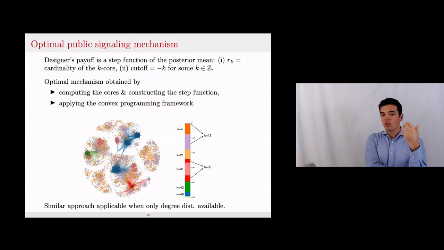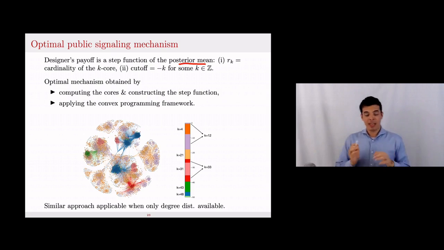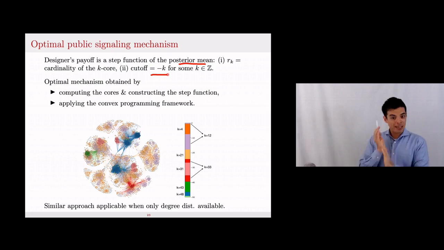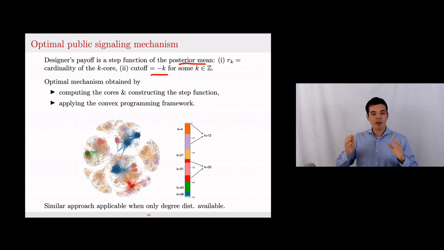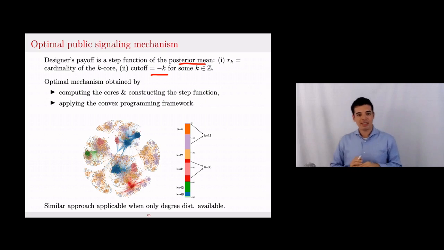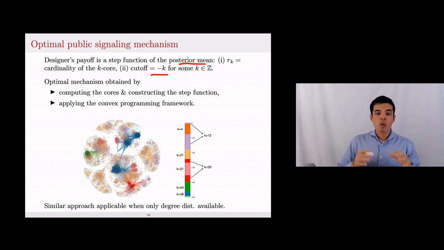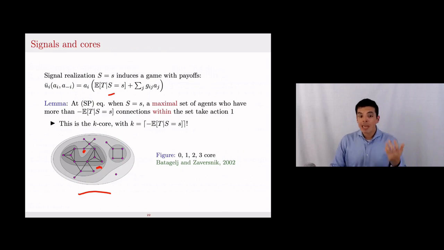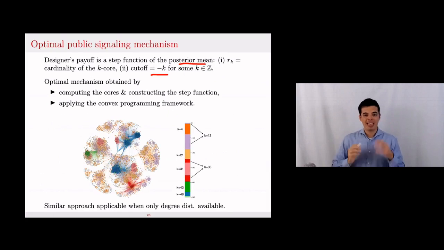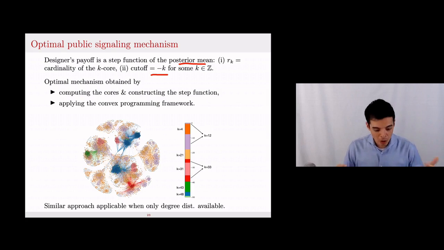But this actually gives us a way to recast the design problem of the designer. We can first of all express the designer's payoff as a step function of the posterior mean that a signal induces. In particular, the step function has cutoffs at integers minus k. Here, minus k is the cutoff where the group of agents who take action 1 will switch from the k core to the k minus first core. And the reward that the designer gets when the realization of the state is between minus k and minus k plus 1 is the cardinality of the k core, which is equal to r_k. So we can express the designer's payoff as a step function of the posterior mean that signals induce, and then we can use the framework that I introduced earlier to construct the optimal mechanism of the designer.